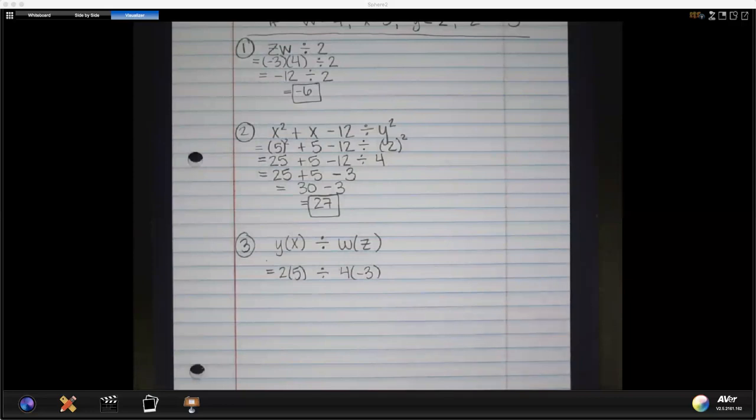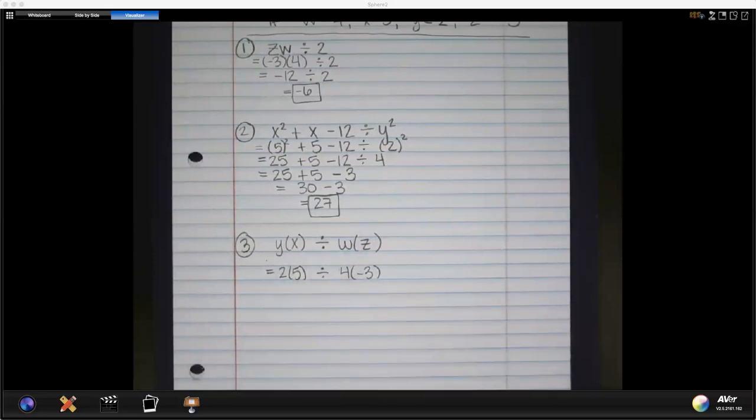10 over -12. It's not 10 divided by 12 or -12. -15 halves. It is -15 halves. I know. Okay. So left to right, okay?